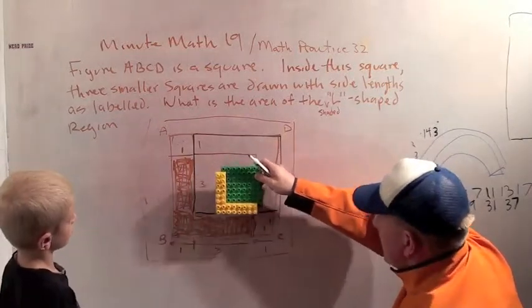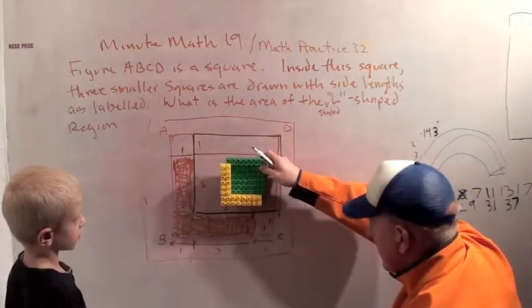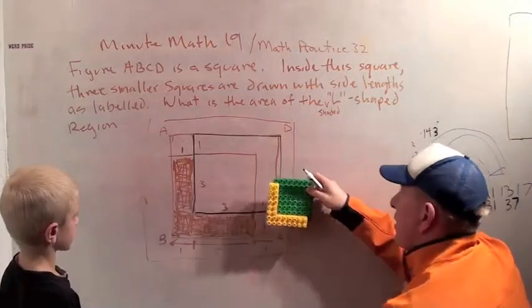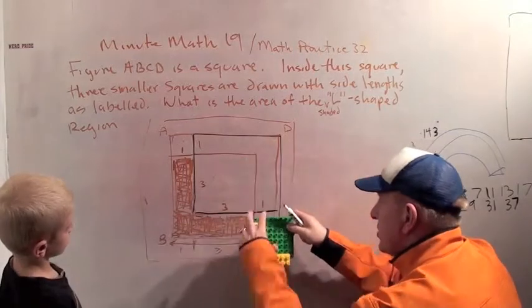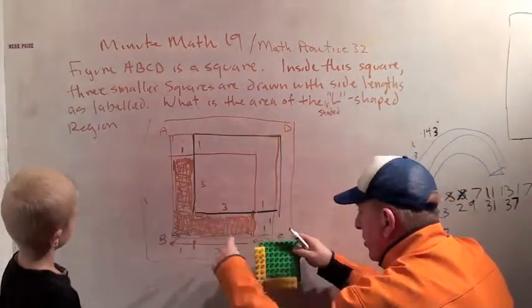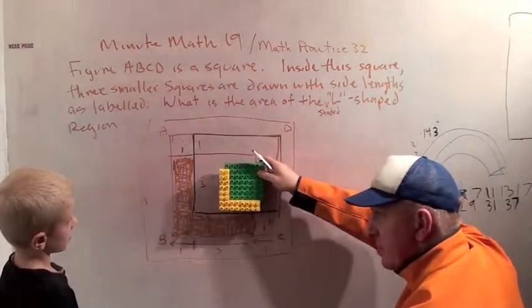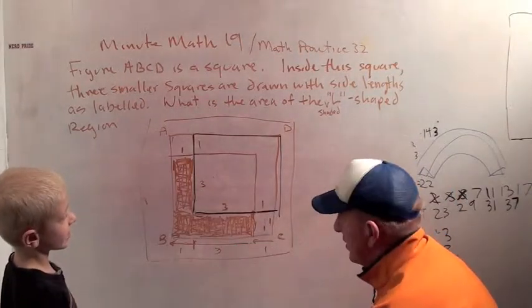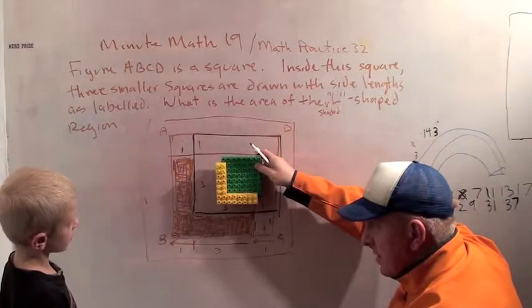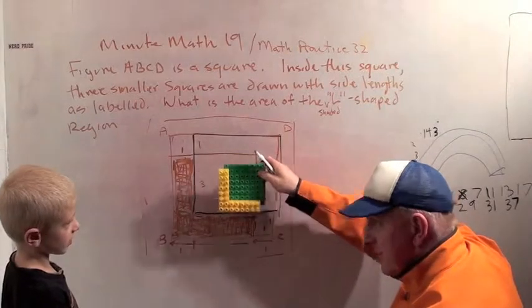So all we did for this problem, one way to do this problem, was to make the big square. We had to figure out it was a 5 by 5 square. We made it out of Duplos. And then we just took all the Duplo blocks away that weren't part of our L. And we had 7 blocks left. So we started with 25 and we ended up with 7. So the area of the L is 7. Very good.